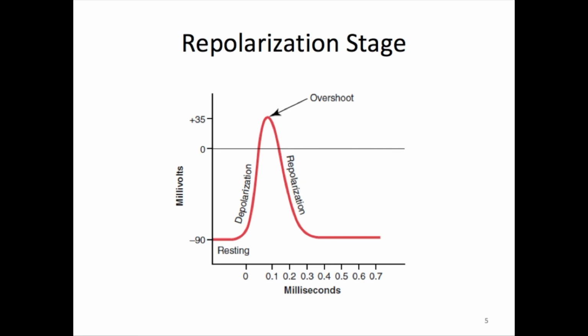How does the repolarization stage start, which is also called the falling phase? Within a few 10,000ths of a second, the sodium channels begin to close and the potassium channels open. Diffusion of potassium ions to the exterior re-establishes the normal negative resting membrane potential.